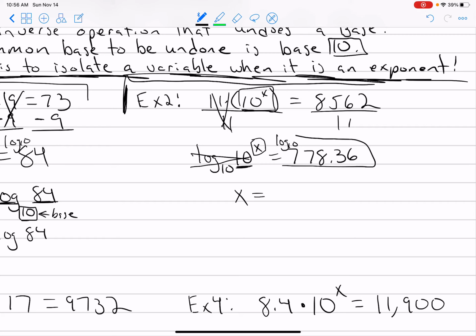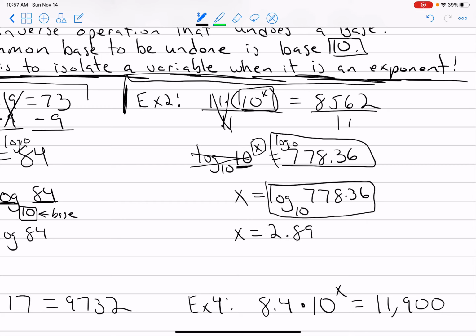So x is whatever the log base 10 of 778.36 is. Again, you can do this on your phone. You have a button that says log or log base 10. You can also do it on Desmos, and I don't know what it is, so let's see. I have 778.36, and I'm going to take the log base 10 of that. And my calculator tells me that's about 2.89.